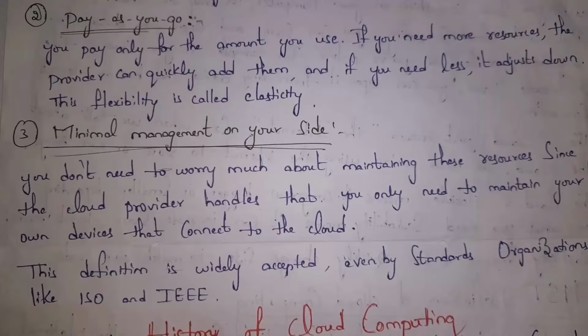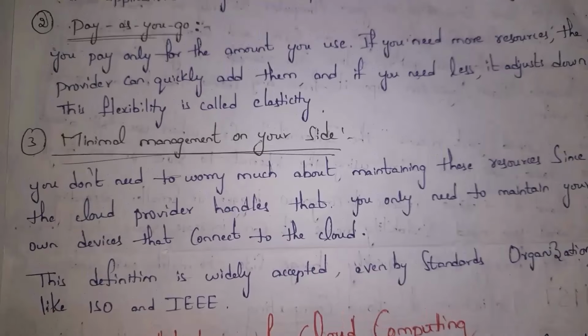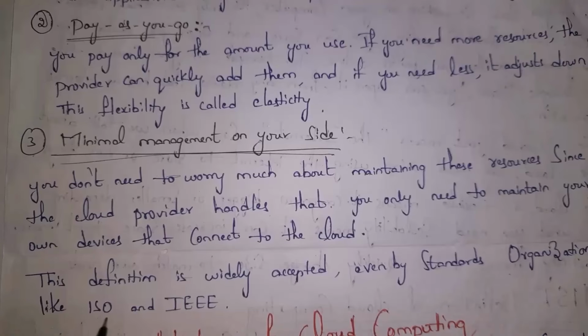So the NIST definition of cloud computing is saying that you can take various kinds of resources like servers, storage, services, softwares, etc. for rent by using internet in cloud. And this definition is widely accepted even by standard organizations like ISO and IEEE.